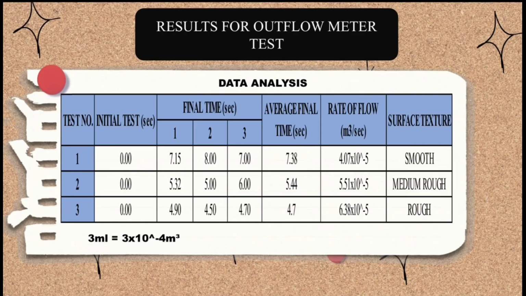This is the results and data analysis for the outflow meter test. The first one is for the surface texture of smooth. The average final time is 7.38 seconds, making the rate of flow 4.07 times 10 to the power of negative 5 meter cube per second.